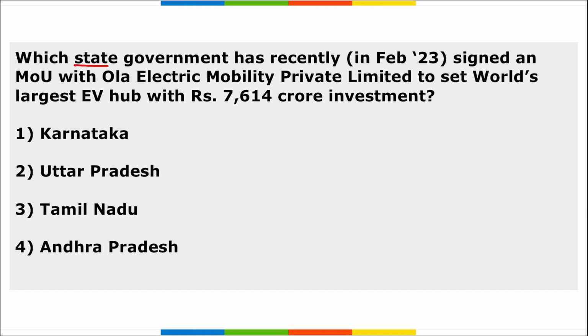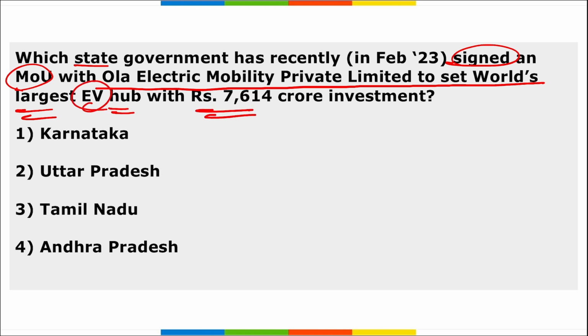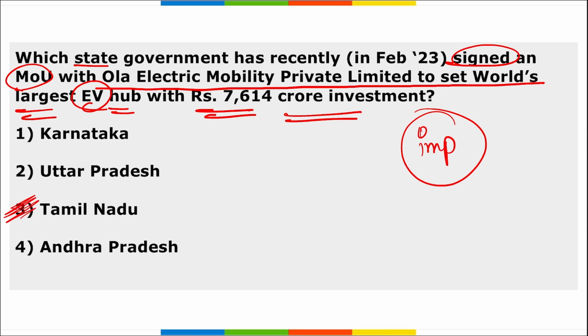Next, which state government has recently signed an MOU with Ola Electric Mobility Private Limited to set up the world's largest electric vehicle hub with 7,614 crore rupees investment? I repeat, which state government? It is the Tamil Nadu state government. They have recently signed an MOU with Ola Electric to set up the world's largest electric vehicle hub worth 7,614 crore rupees.